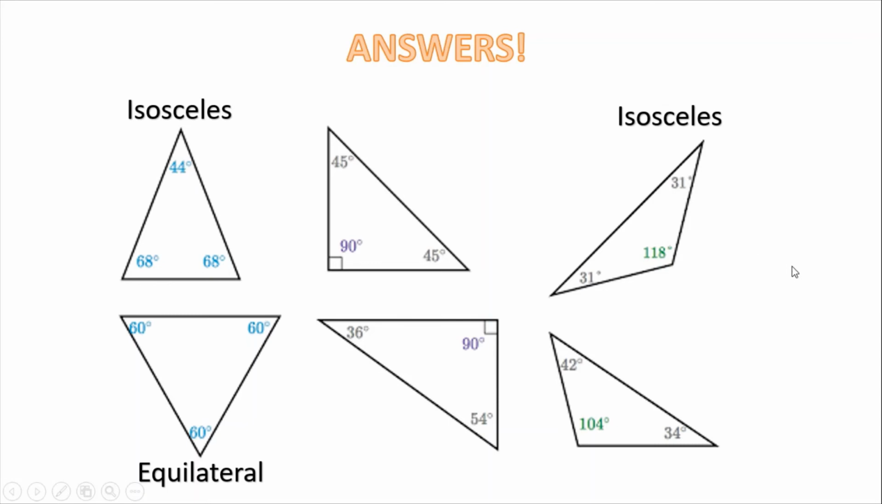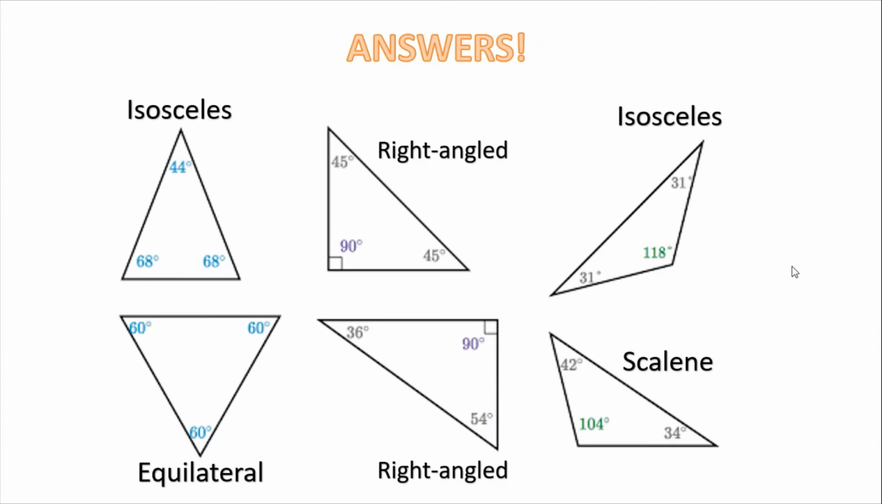And let's have a look what else we've got. We've got a scalene down there in the bottom right corner because all the angles are different, all the sides are different. It's a bit skew-whiff, it's a bit wonky, and all the angles are different, so it's a scalene. And then we are left with two right-angled triangles.